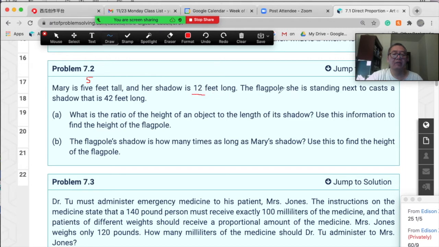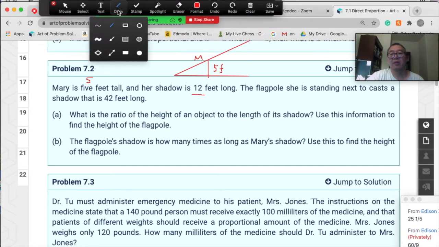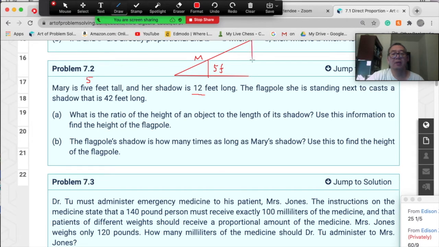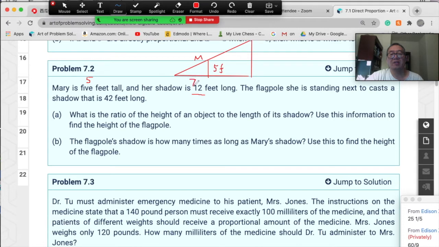Now the flagpole she's standing next to casts a shadow that's 42 feet long. So suppose this is Mary standing here, then suppose that's 5 feet, then the shadow is like this. Okay, now let's see this. This is a shadow for Mary, that's 7 feet. Okay, is this part. Then they have a flagpole.